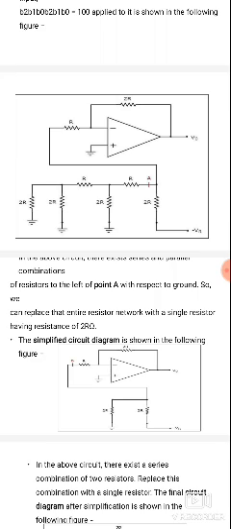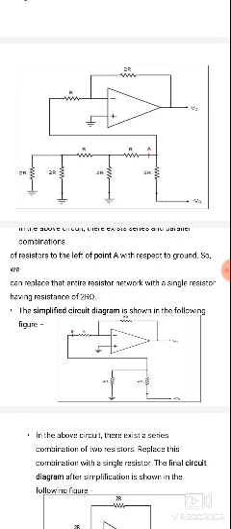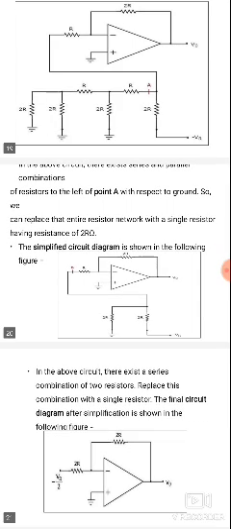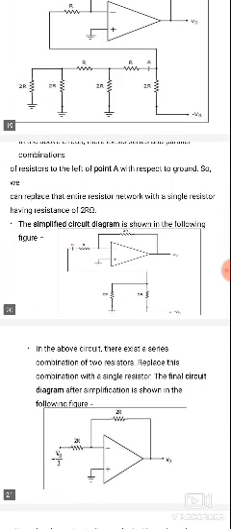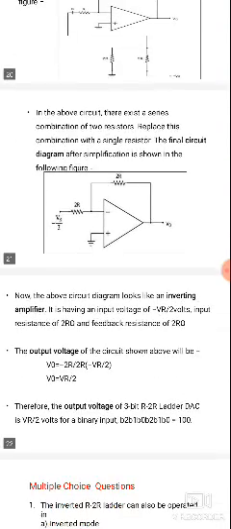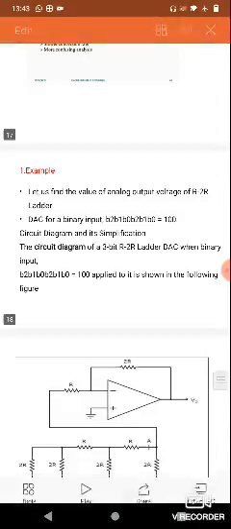First, find the resistor value at point A2 with respect to ground. We can replace the entire network using a single 2R resistor. The simplified diagram is this. In the above circuit, the existing series resistor combinations of two resistors will be replaced by a single resistor. The final circuit diagram is shown in the figure. So this is the final circuit.